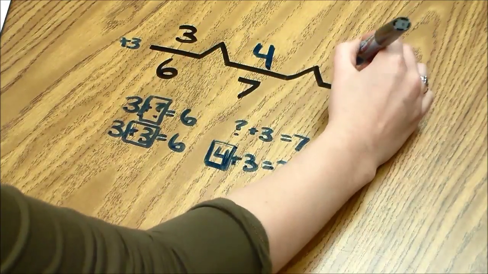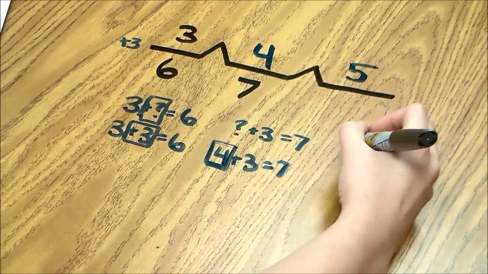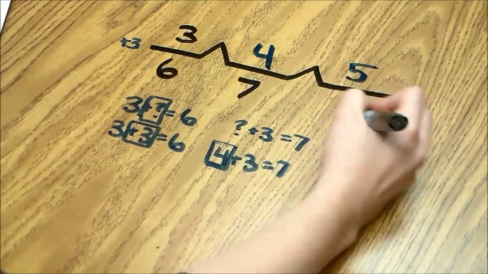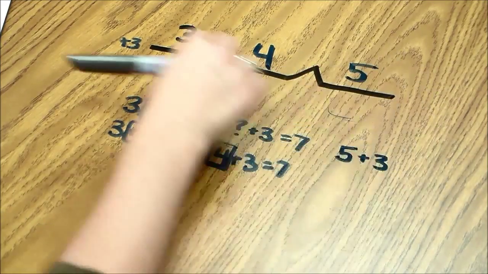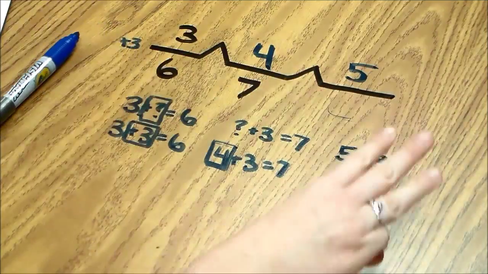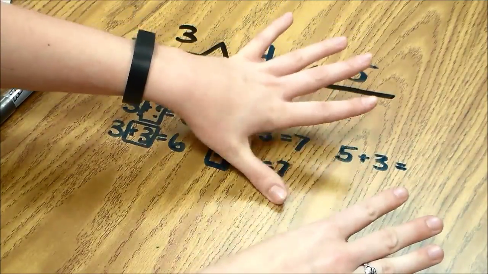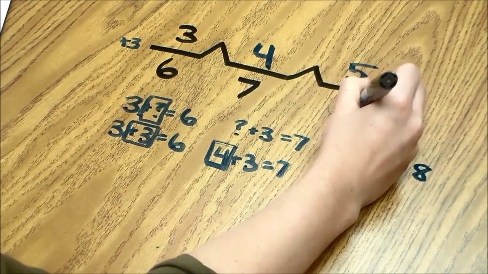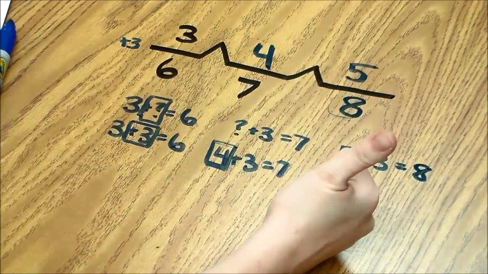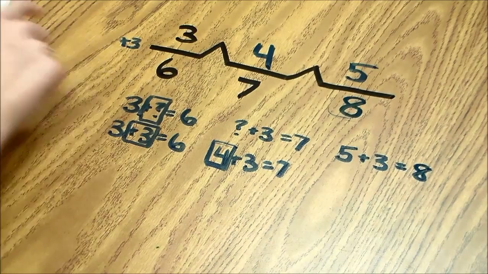3, 4, 5. Let's add a 5 in the top of the next part. Applying the same rule, 5 plus 3 equals what? 5 plus 3, using my fingers, equals 8. Therefore, using the rule of plus 3, 3 is to 6 as 4 is to 7 as 5 is to 8. That time I applied my own rule.